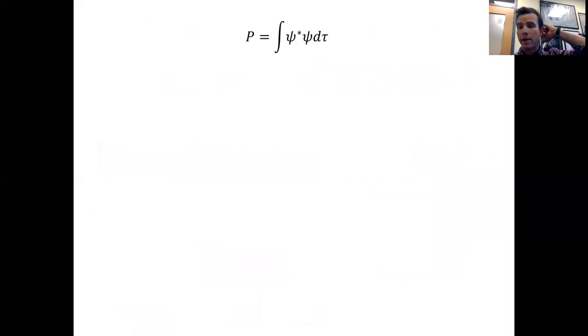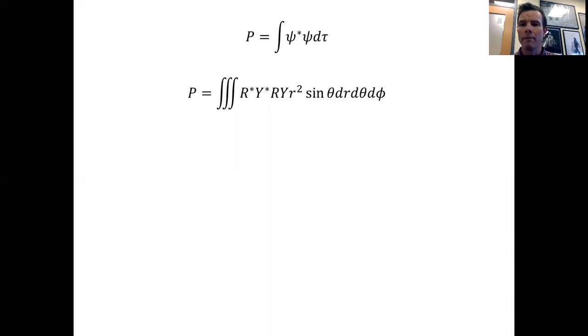How do you handle this mathematically? Well, start with your postulate. P equals psi star psi d tau. I then plug in what I mean by this. It's 3D space, so it's a triple integral.